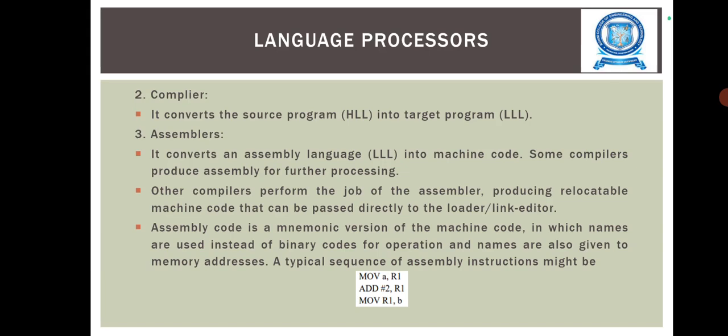Other compilers perform the job of the assembler, producing relocatable machine code that can be passed directly to the loader or link editor. Assembly code is a mnemonic version of the machine code in which names are used instead of binary codes for operations, and names are also given to memory addresses. Here is an example showing a typical sequence of assembly instructions.